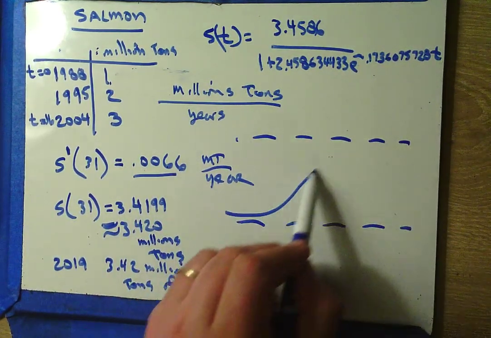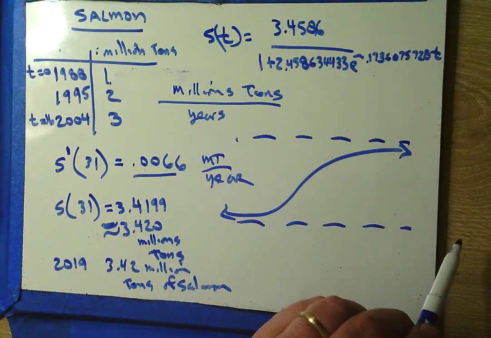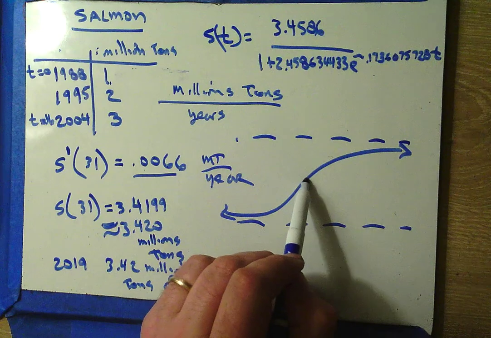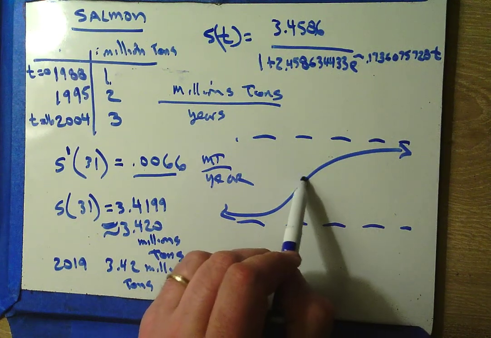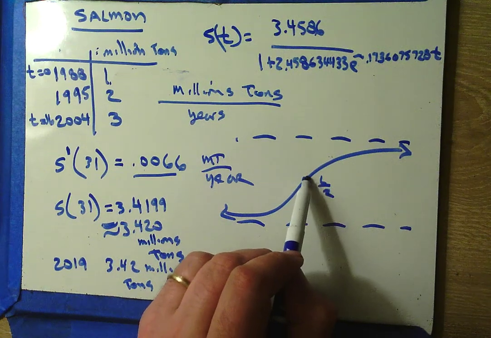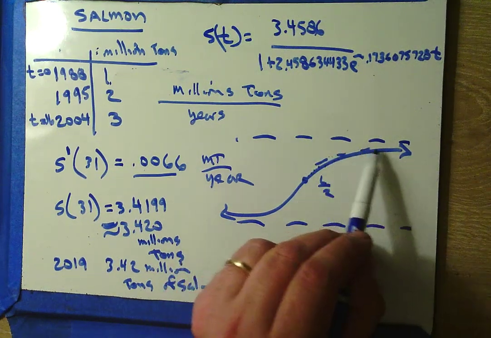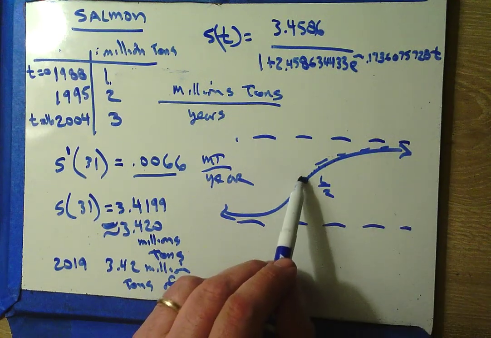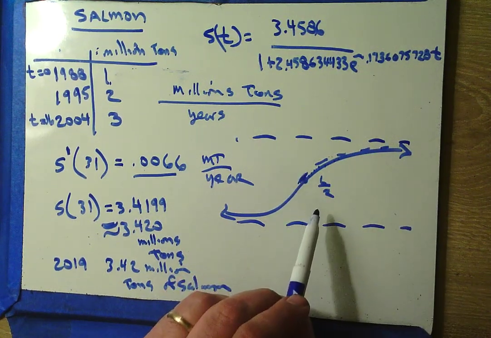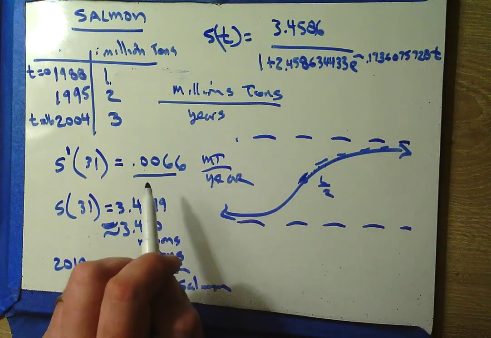I went with a logistic model. A logistic model is always increasing. But once we get past the inflection point at L over 2, we're increasing more and more slowly. The slopes here are not as steep as the slope here. So the rate of change is decreasing. That means the second derivative.